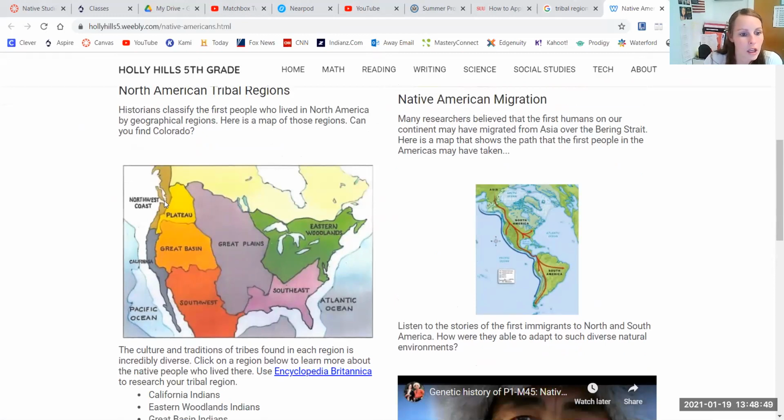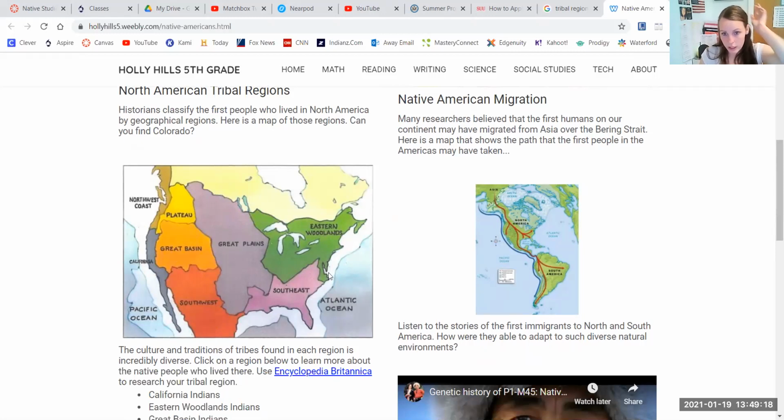Okay, so you'll see Northwest Coast up here, which is basically the edge of Washington and Oregon, but it also goes up into Canada right here. All of these go up into Canada. This goes down into Mexico, same as right here. So they've got the California region here, Plateau region right here, Great Basin, Southwest, Great Plains, Eastern Woodlands or Northeastern Woodlands, and then the Southeast.